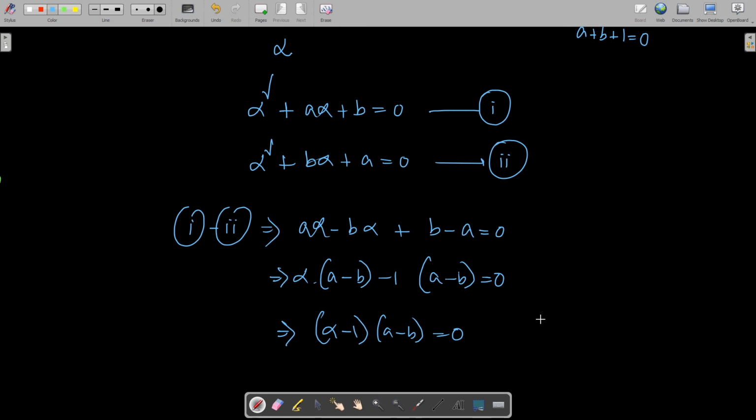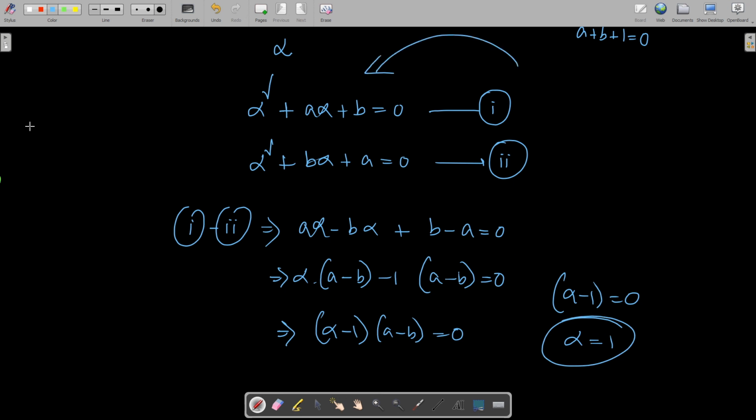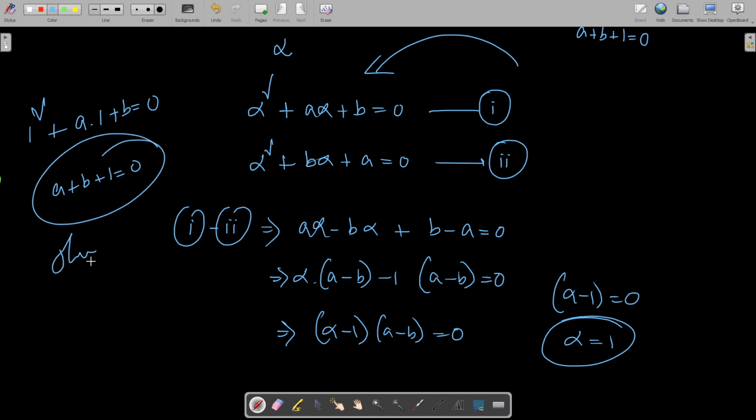So from here, what we're going to get is alpha minus 1 equals 0. So what's the value of alpha? It's 1. Now let's take that value and put it in the first equation. So what will we get? 1 square plus a into 1 plus b equals 0. So we got it, a plus b plus 1 equals 0. Hence proved.